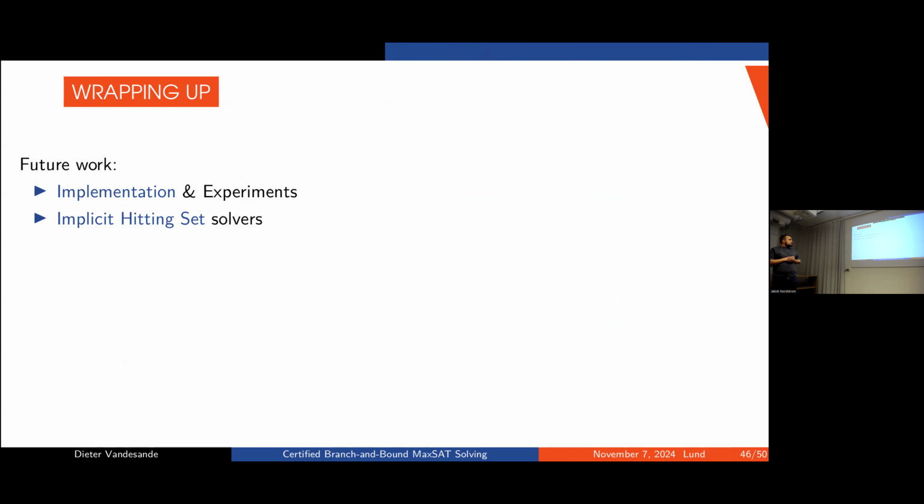So to wrap up, in future work, we are currently working on the implementation. That's work that I've been doing with Jordi a lot lately. This is still work in progress. On the other hand, this is a third category of MaxSAT solvers where proof logging has been added. So it would be nice to have all 4 different categories. So the next one would be nice to also have implicit hitting set solvers.